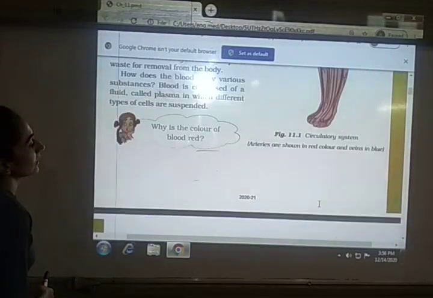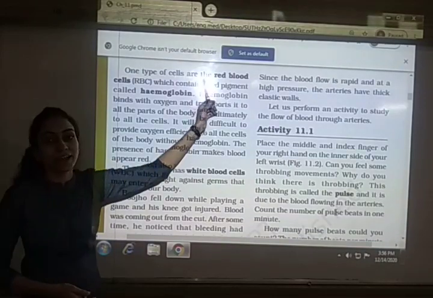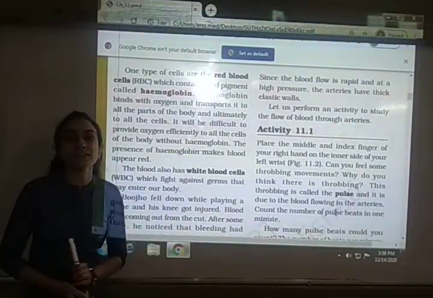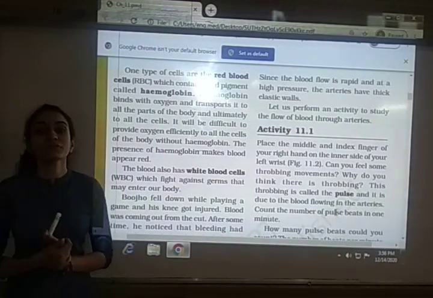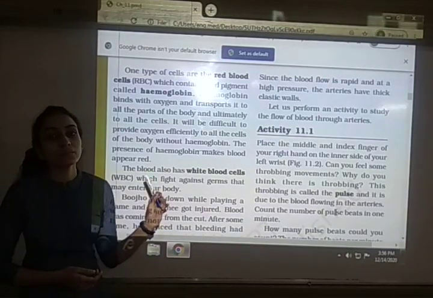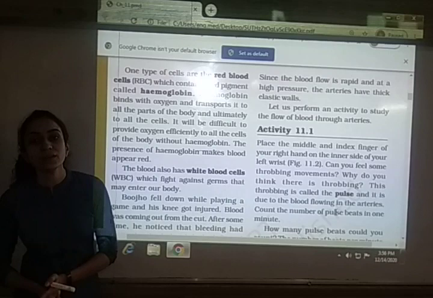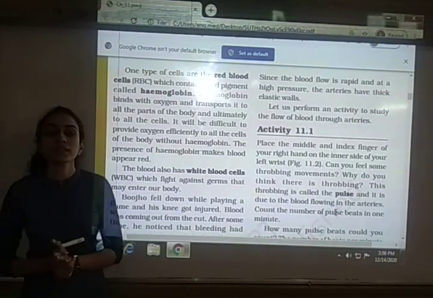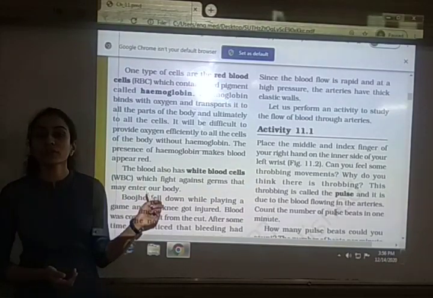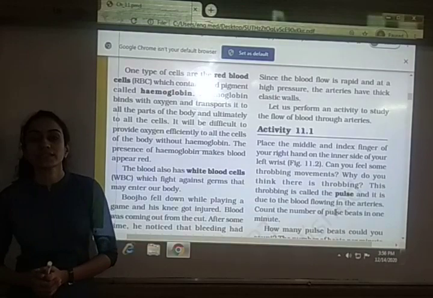We had seen that there are a total of three different kinds of blood cells: red blood cells, white blood cells and platelets. Then we saw the functions of these blood cells. Red blood cells contain a red pigment known as hemoglobin, and because of this red pigment the color of our blood is red. Then we saw the function of hemoglobin.